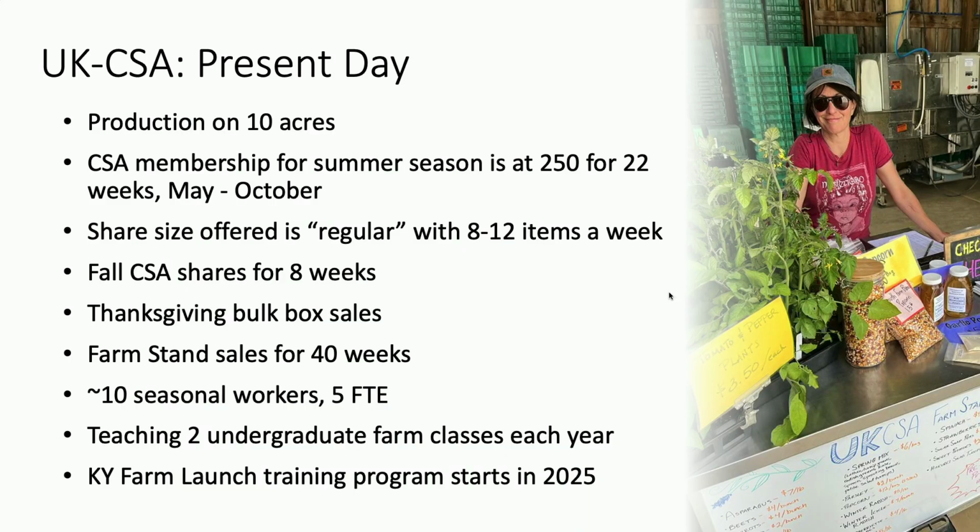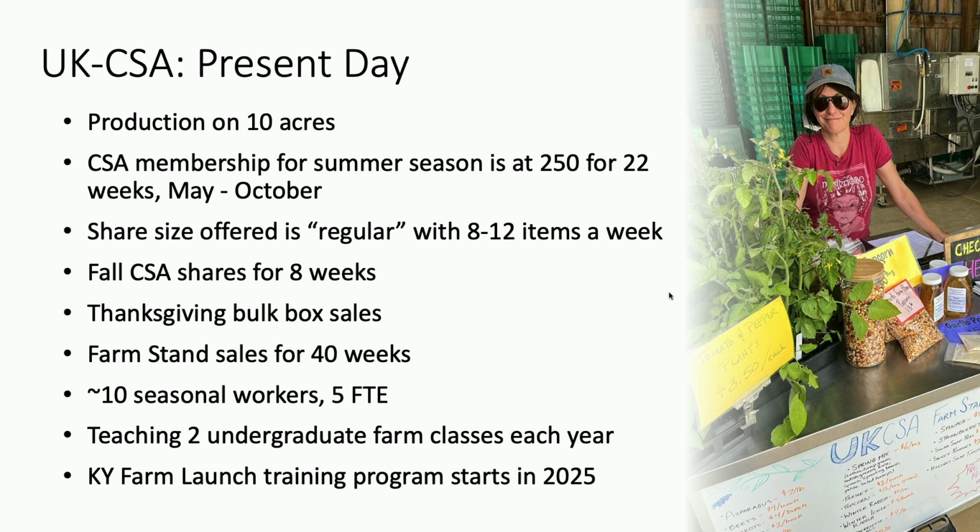So present day, our CSA is operating on about 10 to 12 acres. We have around 250 CSA members, and they join for 22 weeks from May through October. We also do a smaller fall CSA program for about 8 weeks. We do a Thanksgiving bulk box sale, and we have farm stands around 40 weeks out of the year where we sell items a la carte.